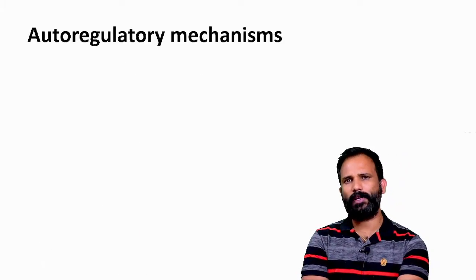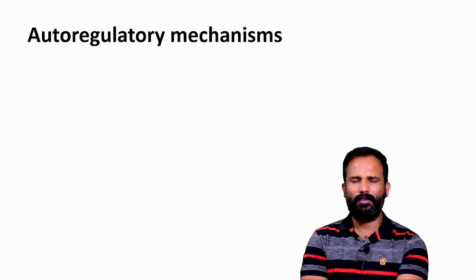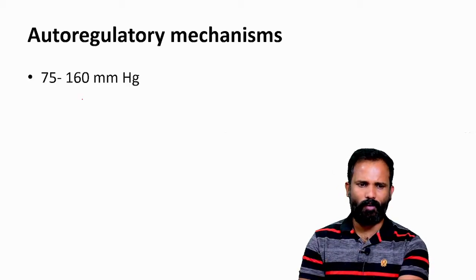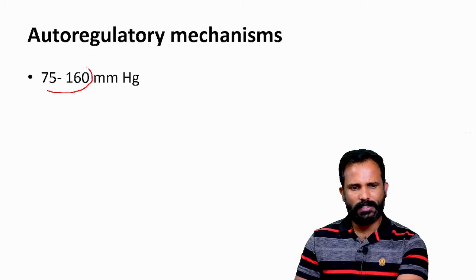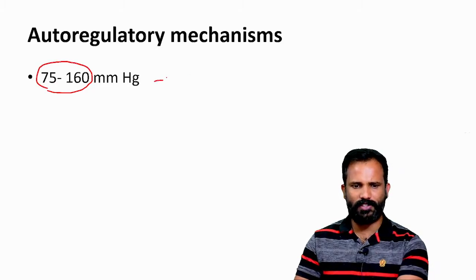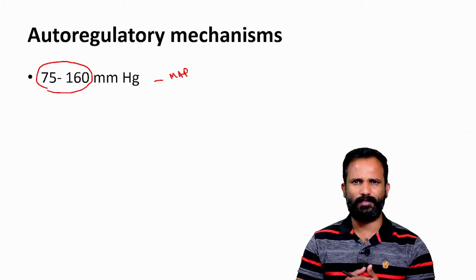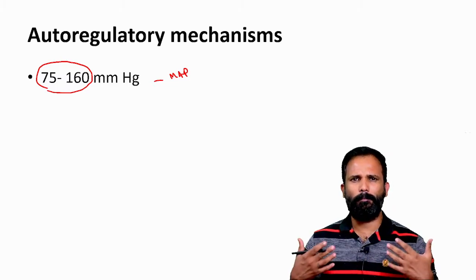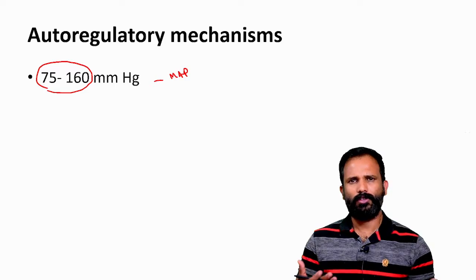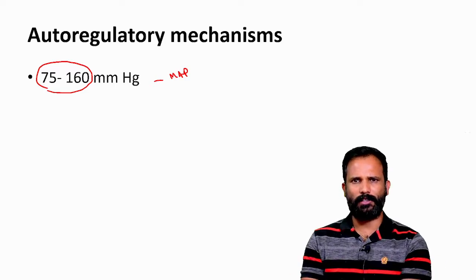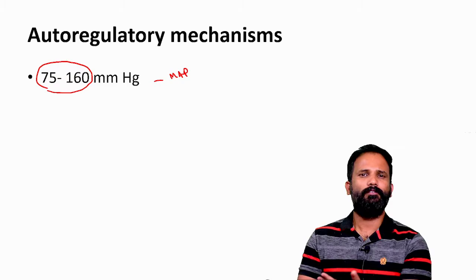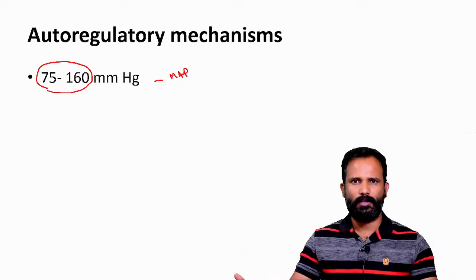Coming to the autoregulatory mechanisms, they occur between 75 to 160 mmHg of mean arterial pressure. Why should these autoregulatory mechanisms occur? Let us think that our BP has increased. So more capillary hydrostatic pressure, more GFR should occur. We will be losing more volume of water from the body. So more blood volume is lost.